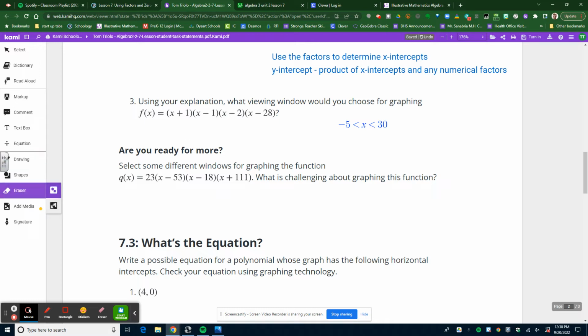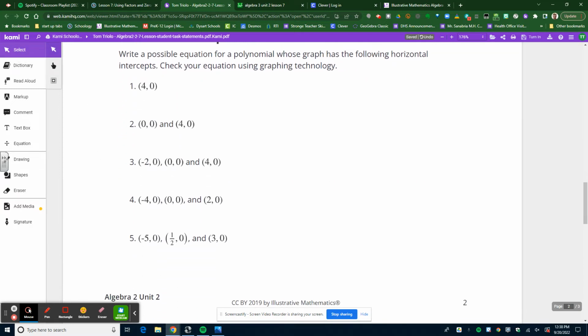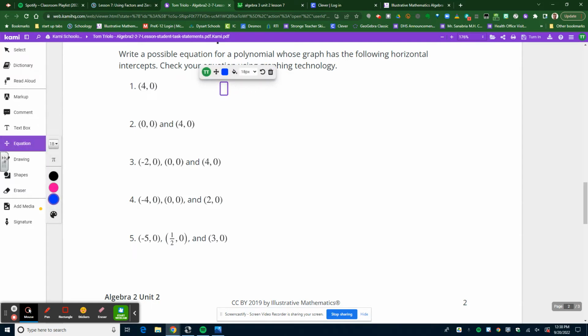All right, so we're going to skip Are You Ready for More? Come down to what's the equation. So it's kind of like Jeopardy. They're giving you the intercepts. You need to come up with a polynomial. So we're all going to start with y equals. Okay?